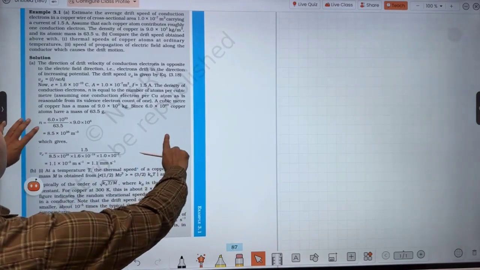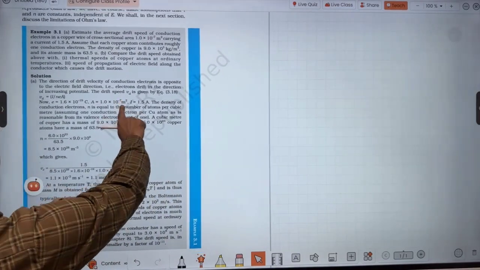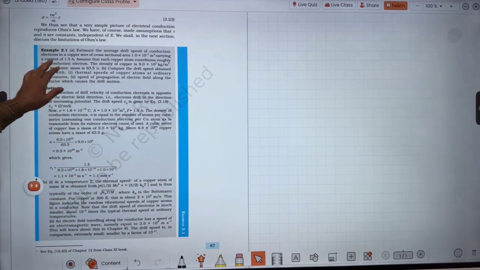The question says: estimate the average drift speed of conduction electrons in a copper wire of cross-sectional area 1 into 10 to the power minus 7 meter square carrying a current of 1.5 ampere. Assume that each copper atom contributes roughly 1 conduction electron. The density of copper is 9 into 10 power 3 kg per meter cube, and its atomic mass is 63.5 unit.